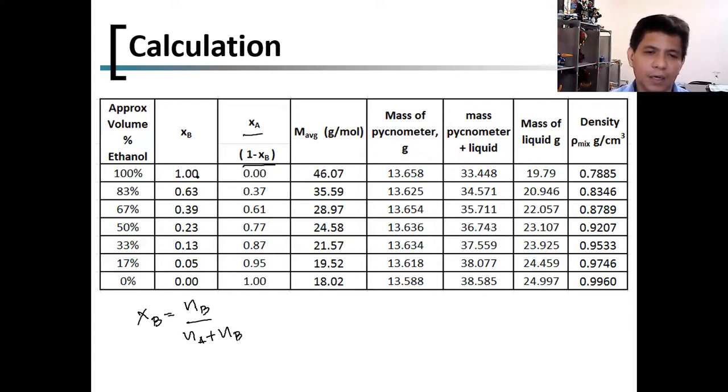So if x sub B is 1, then x sub A is equal to 0. There are only two of them, so this means x sub A plus x sub B is equal to 1. Okay, so this is quite obvious. The second column is quite obvious.